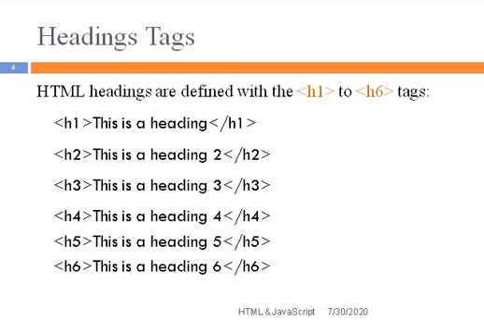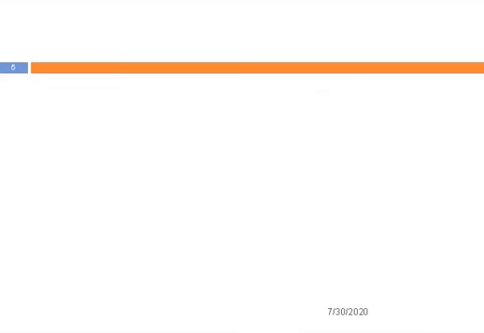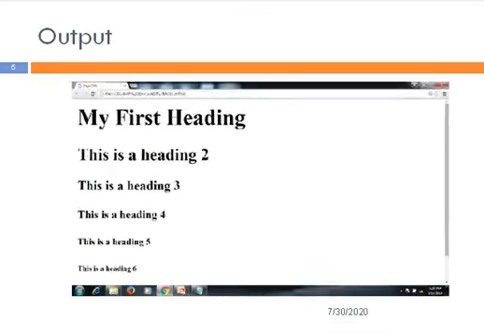Remember the opening and closing tags. How are they written? The opening tag is written like this, and the closing is slash h1 surrounded by angle brackets. Remember all the closing and opening tags. Okay, now we will see how the output of the above heading tags will be generated.